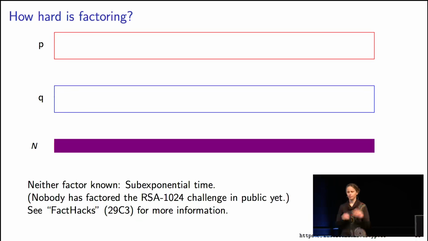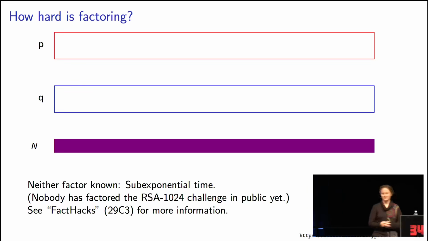Currently, the best algorithm that we have for factoring in this case is sub-exponential time in the length of the modulus N. Nobody's factored the RSA 1024 challenge in public yet. Maybe the NSA has factored numbers of this size, I don't know. If you're super excited about this topic, you can see our talk at 29C3 for more information. So this is somewhat hard.